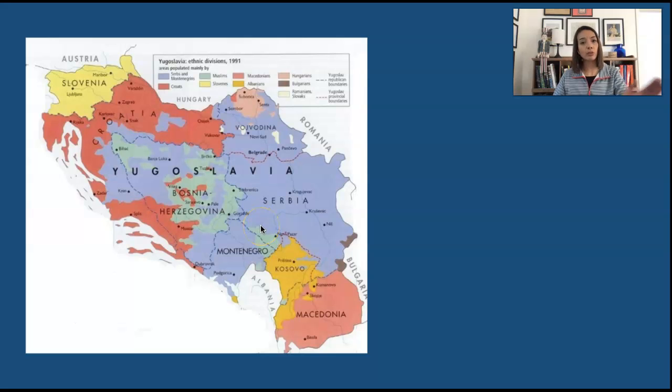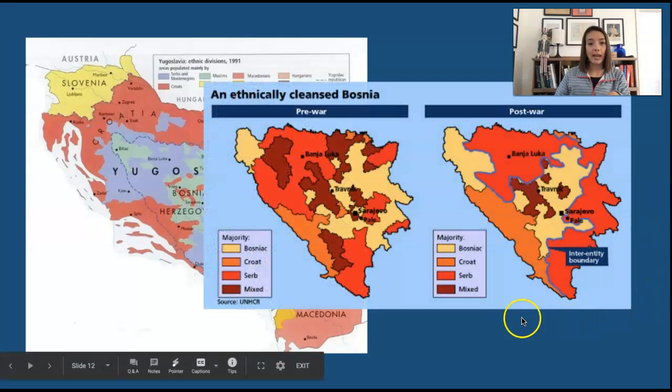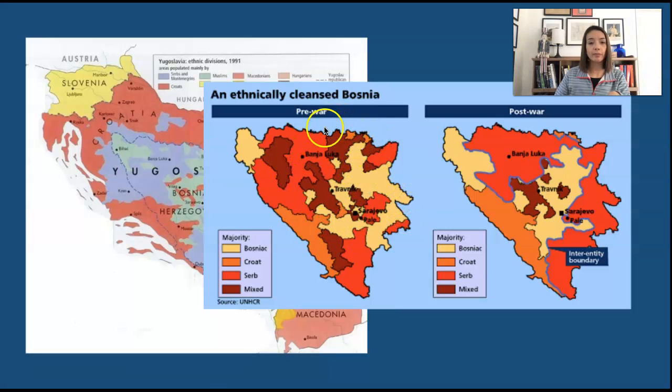And then I'm not going to read the rest of the map for you, but there are more groups that are involved here. This map shows you where the Muslims were pre-war, pre-1994, I believe it was, 1994, it does not look like that after ethnic cleansing in Bosnia.